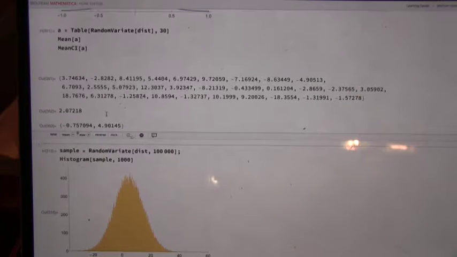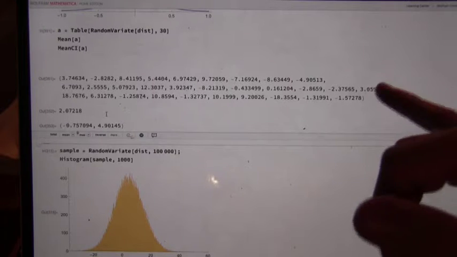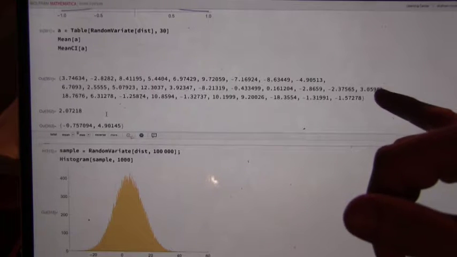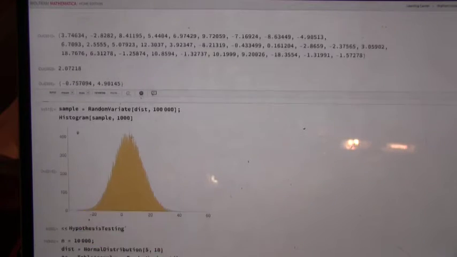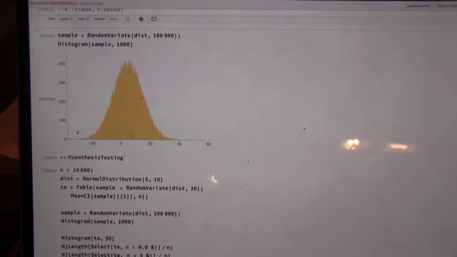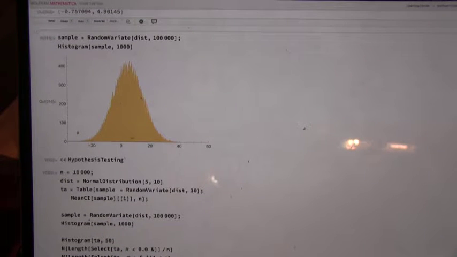So can I tell for sure that the mean of the distribution I pulled these numbers from is bigger than 0? No, because you have -0.75. It's surprising. So I can't say for sure that the numbers came from a distribution whose mean was bigger than 0.